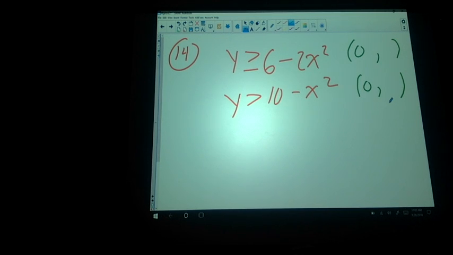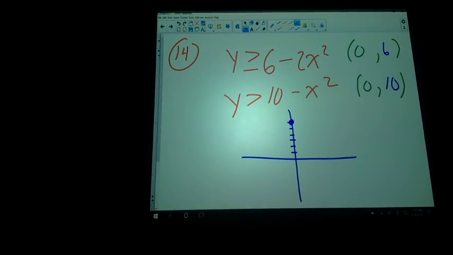Because you go negative b over 2a, right? That's why it's going to be 0. So on this top one, that'll give me 6, and this will give me 10. Both parabolas open upside down, correct? All right, so (0, 6). And that's going to go right 1 down 2, left 1 down 2, right 1 down 6, left 1 down 6. And that's our solid parabola. The other one's going to be a dotted parabola, agree?